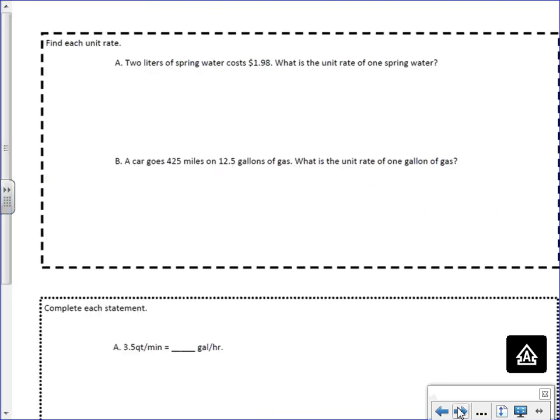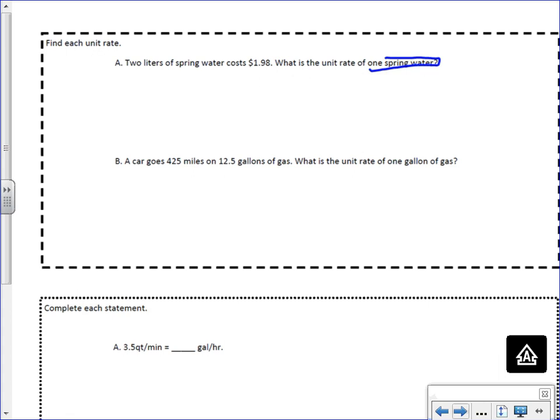Let's go to the back. All right, so we're going to start with unit rate because that's probably the easiest. Find each unit rate. So basically, I want to know the cost for one. So the first one says 2 liters of spring water, so those big liters of water, costs $1.98. What is the unit rate for 1 spring water? So what you're going to do, you're going to write your ratio. So if you notice, I'm comparing spring water to money. Everybody with me? But I want to know the cost of 1 spring water.